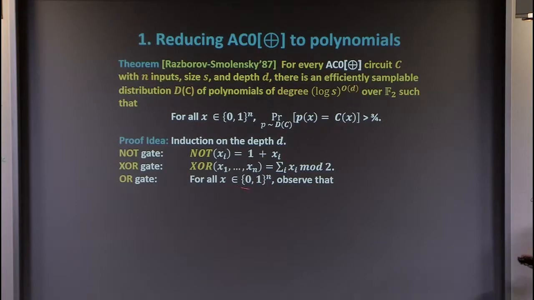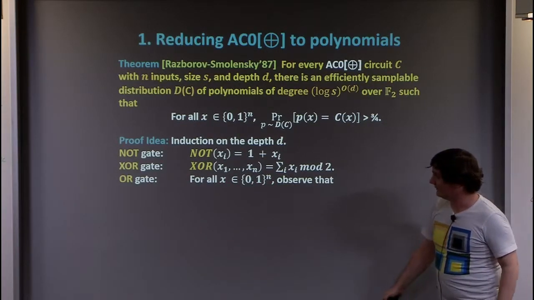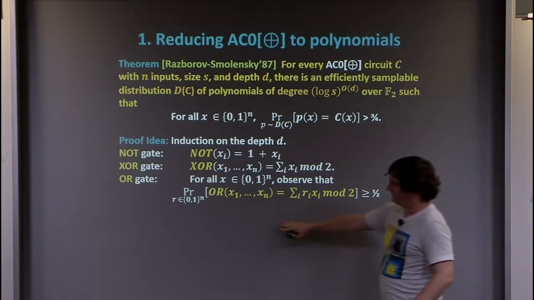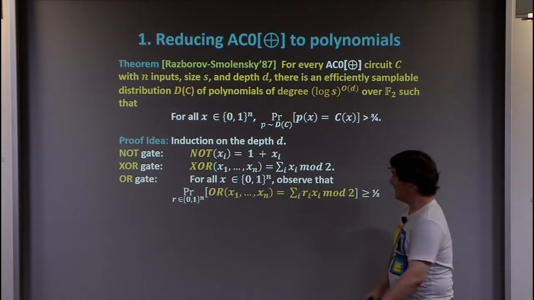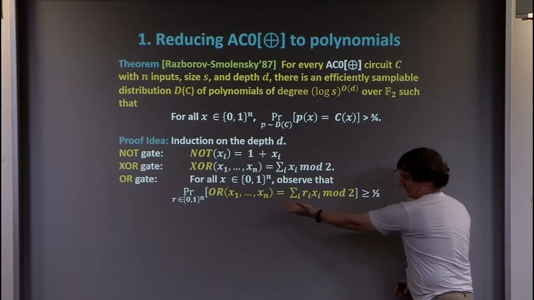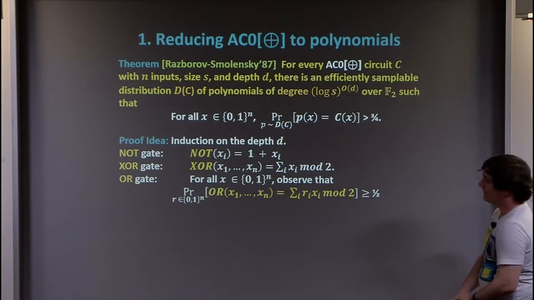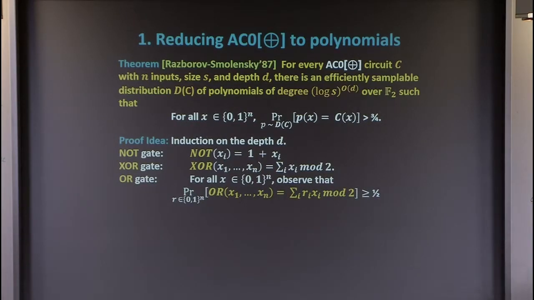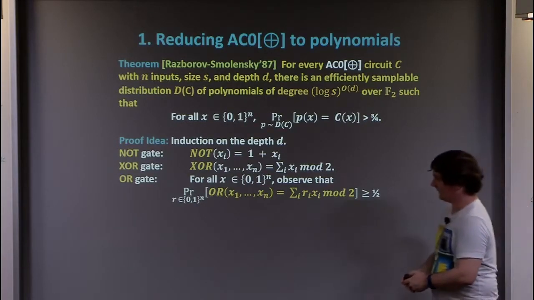For every X, which is a point in {0,1}^n, observe the following. If I take a random 0,1 vector and take its inner product with the inputs x1 through xn, the probability that it agrees with the OR is at least a half. It's just a random subset sum principle.